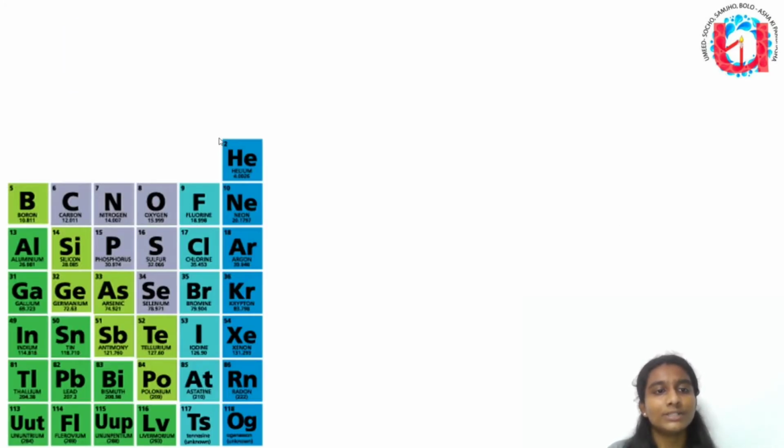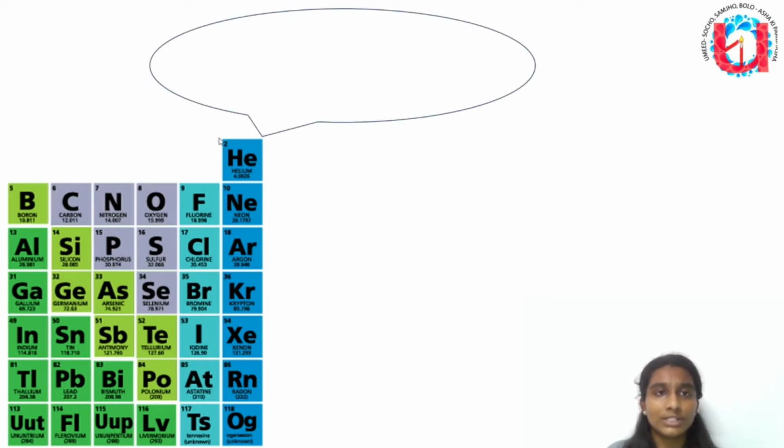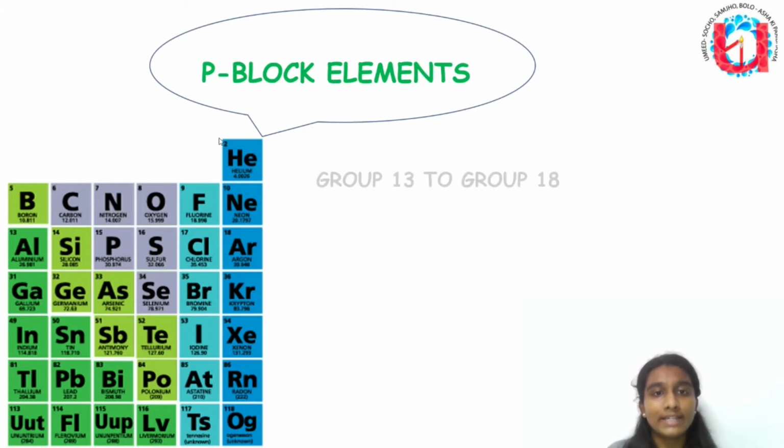Now, see this. This part of the block comes on the right side of the periodic table. This one is said to be the P block elements. It contains group 13 to group 18.